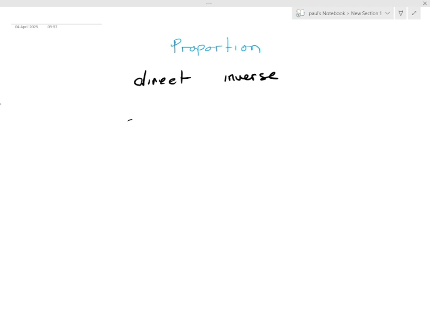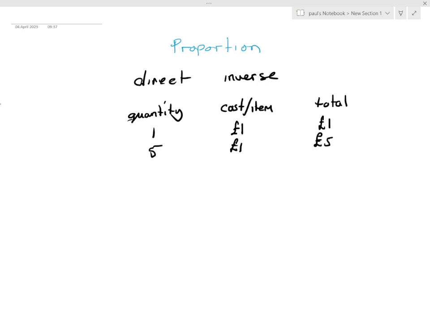Let's have a look at an example of this. Say we're buying a quantity of something, so we can buy one, and then we've got the cost per item, and we call that £1. Then we'll have the total, and that will be £1. Now, if we're going to buy 5 of them, the cost remains at £1, so the total goes up to £5. If we buy 10 of them at £1, then the total is going to be £10.